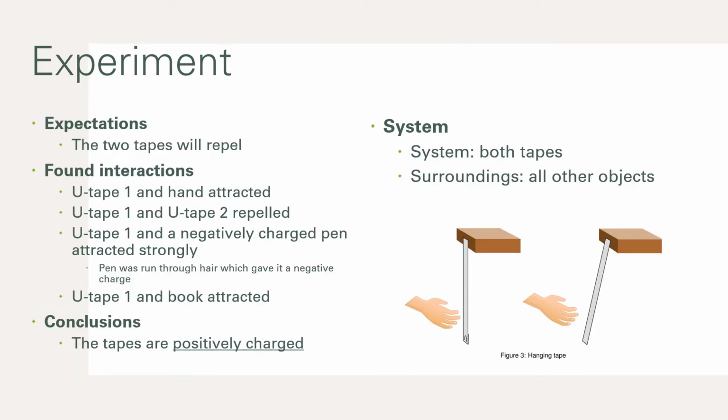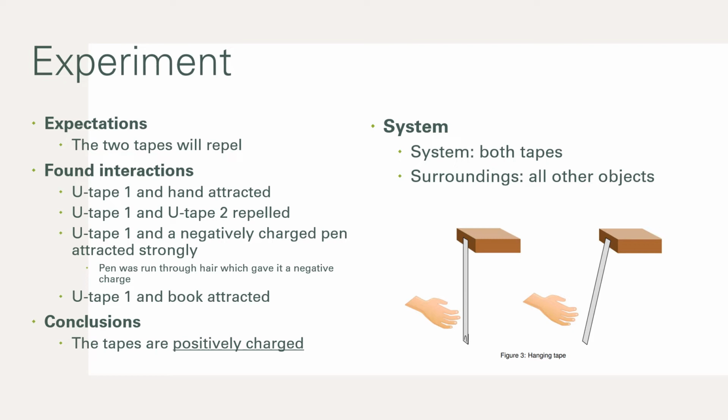In the experiment, we first started with trying to find the charge of the tape, whether that be negative or positive. To do that, we took the tape and interacted it with different objects that had neutral charge. So we used a hand, a book, and a table, all having a neutral charge, and the tape 1 was slightly attracted to all of them based on the induced dipole from the tape's electric field.